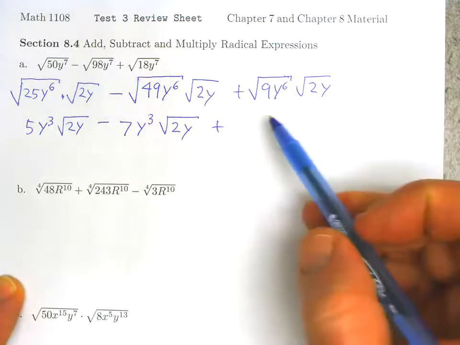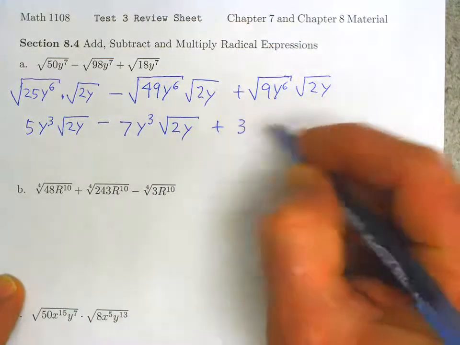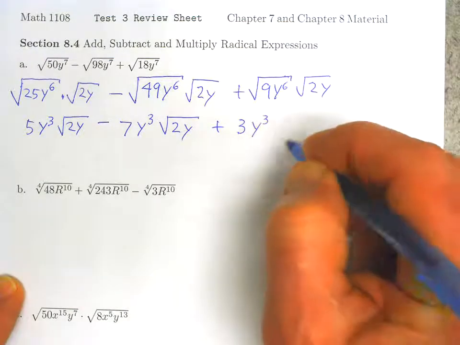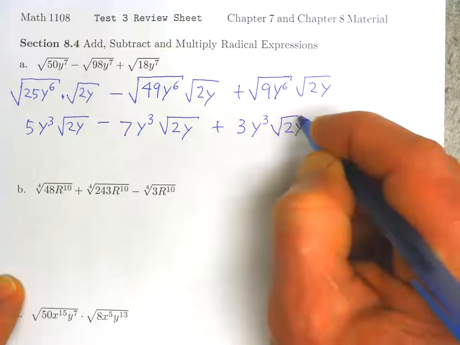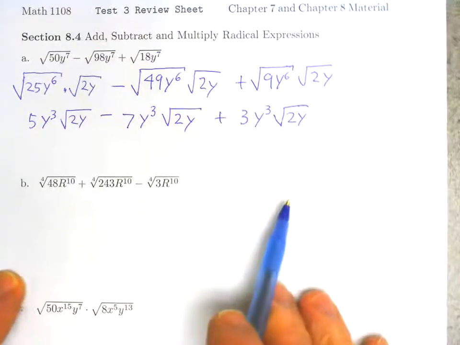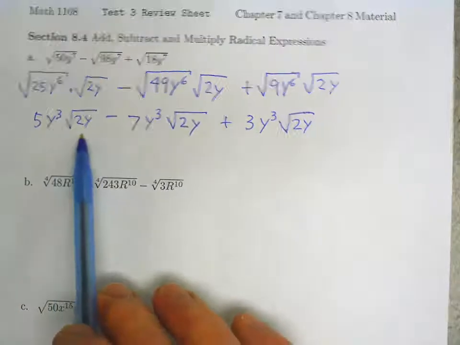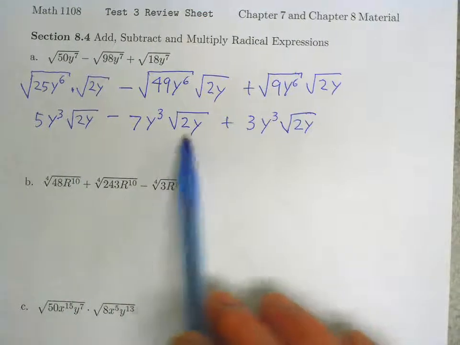And then the last one, the square root of 9 is 3. Square root of y to the 6th is y to the 3rd. And so 3y to the 3rd times the square root of 2y. When we compare, the square roots are the same. Each has a square root of 2y.